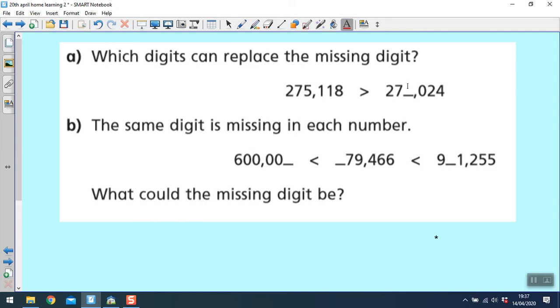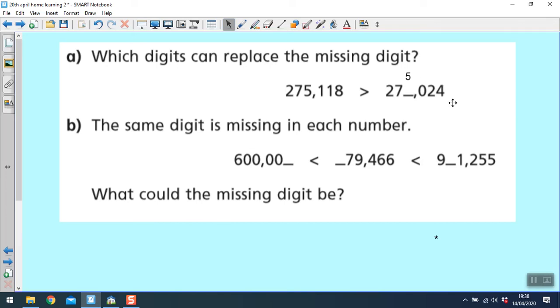Okay, so let's just have a look. If I put a 5 there, does that make this number bigger than this number? 275,118. 275,024. Yes, it does, doesn't it? So I could have a 5 there, because this is now smaller than this number. Could I have a 6 there? If I have a 6 here, does that make it smaller or bigger than this number? I'd have 276,000. So it's going to make it bigger, so it's not going to work.